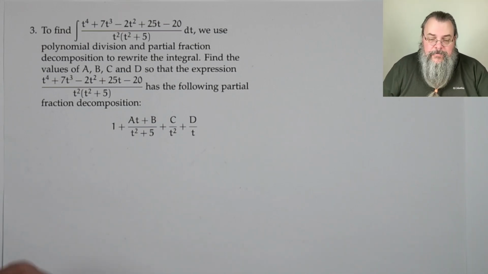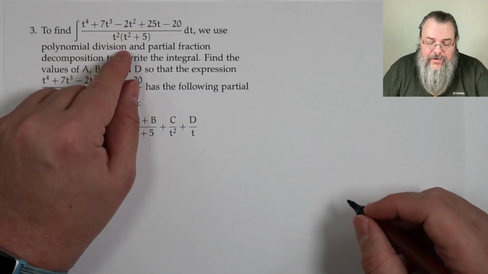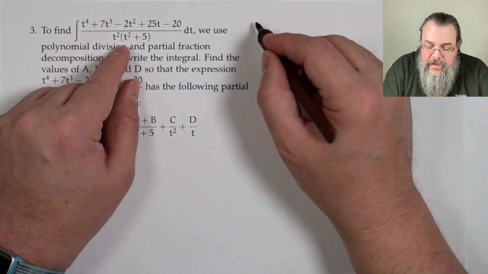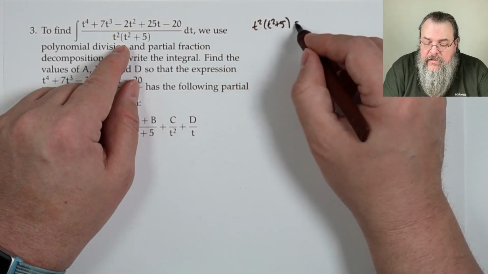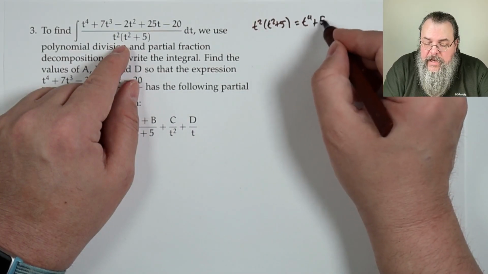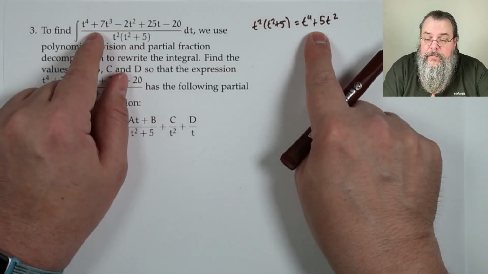How does it work? Well, we know what we're dividing by. We know what we're dividing into. So I'm going to think of the denominator. Just make a note here: t squared times t squared plus 5 is the same as t to the 4th plus 5t squared. Okay, so we're dividing that into the upstairs.